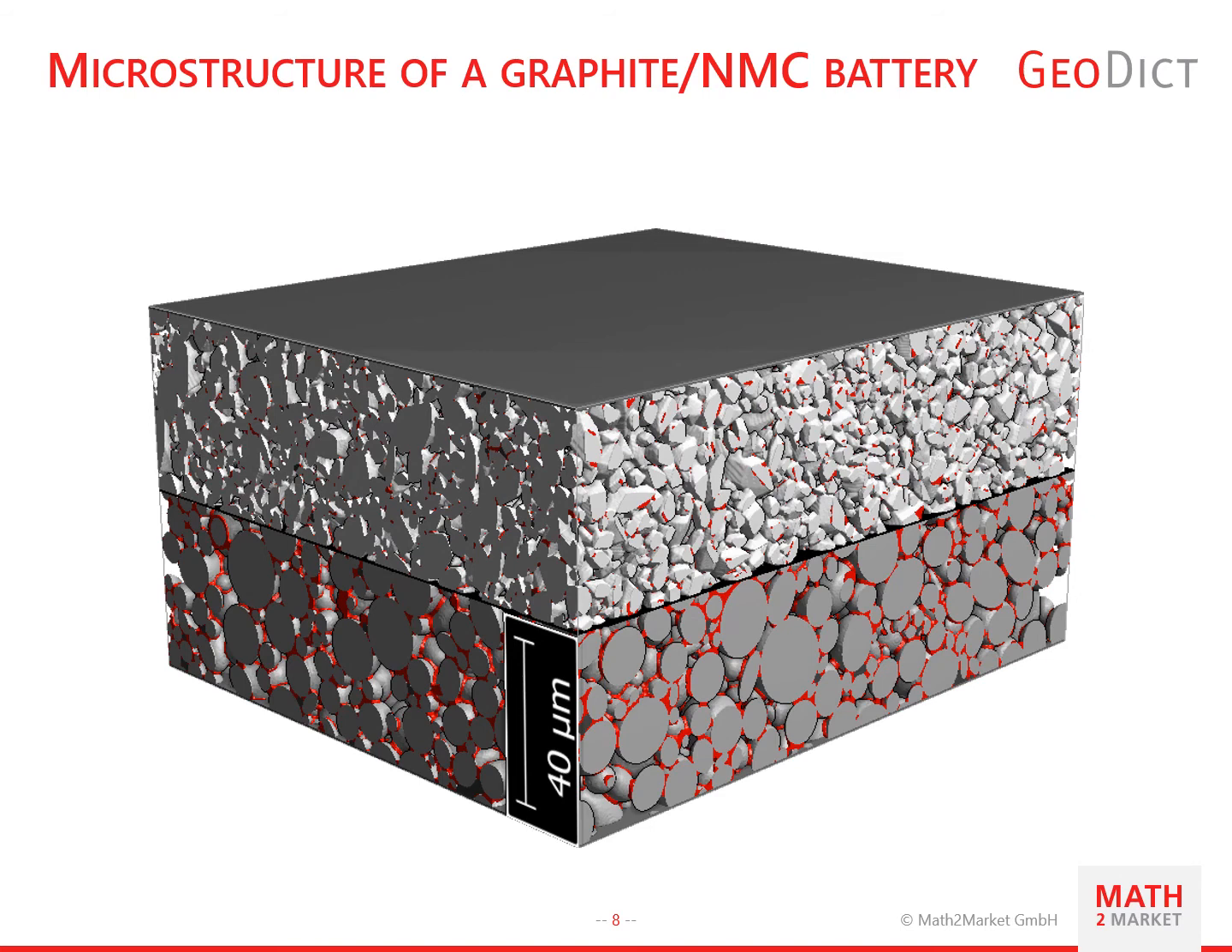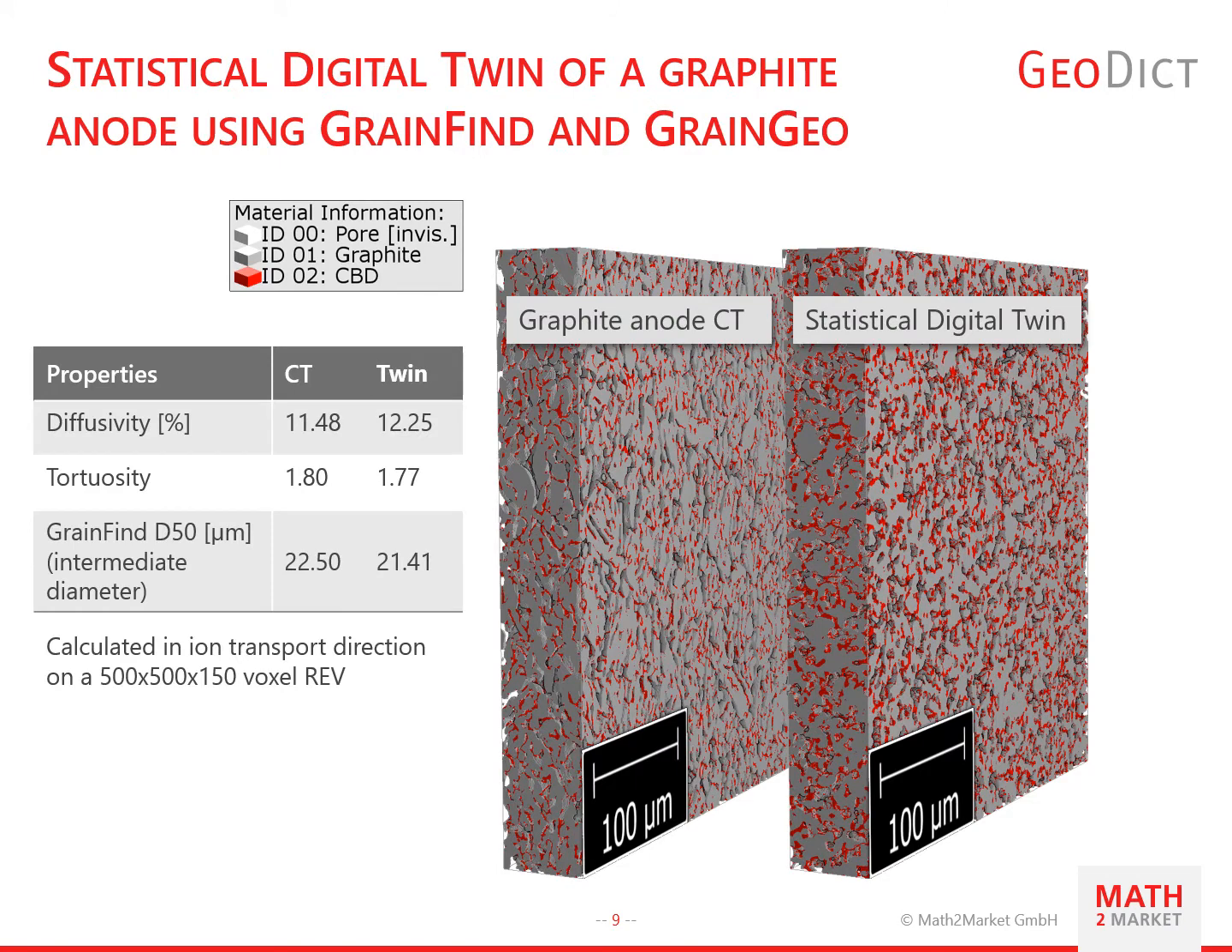Similarly, you can create digital twins for each layer of a battery. Here, this was exemplarily done for a graphite anode and an NMC cathode. How do you get to such a statistical digital representation of your real material? Let's look at this process at the example of a graphite anode material.